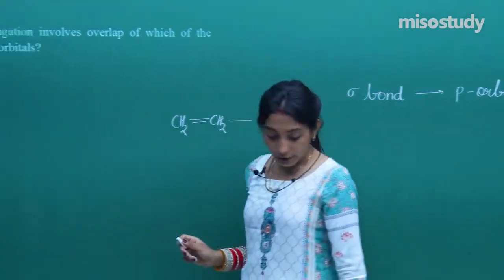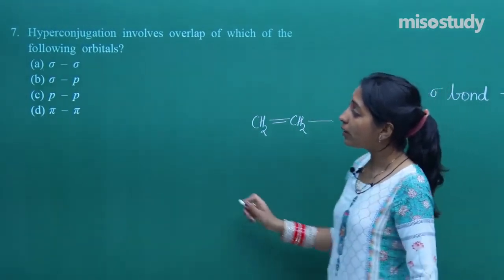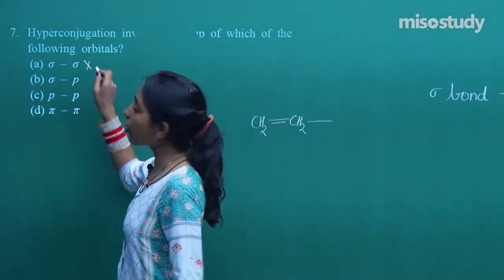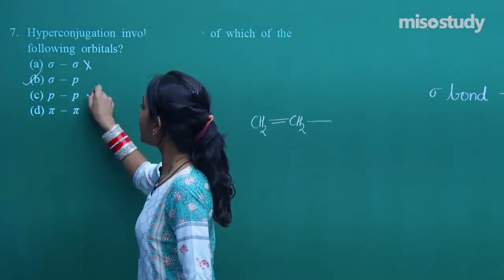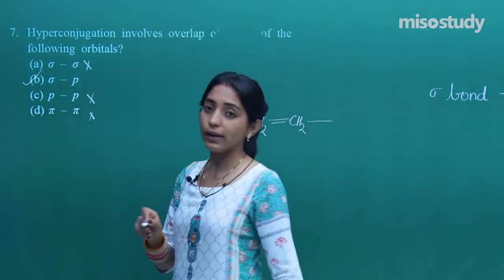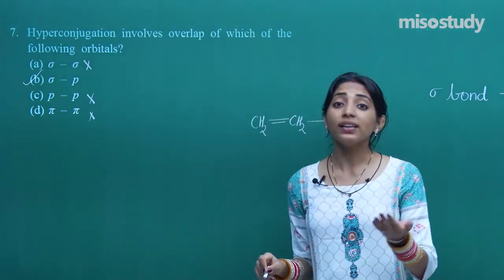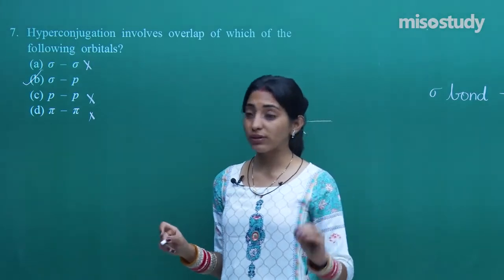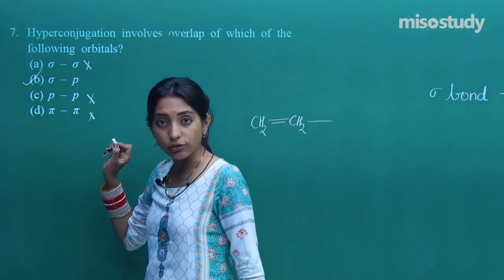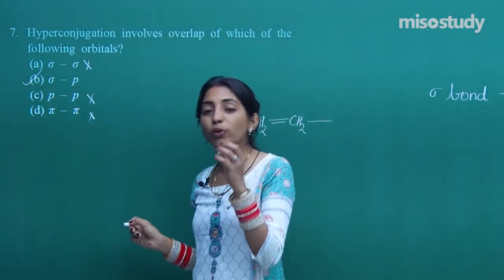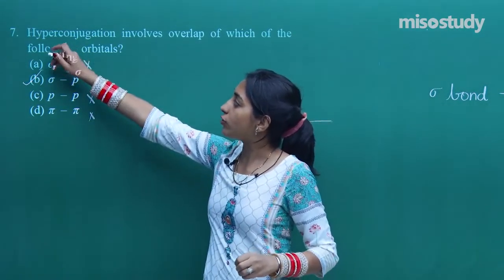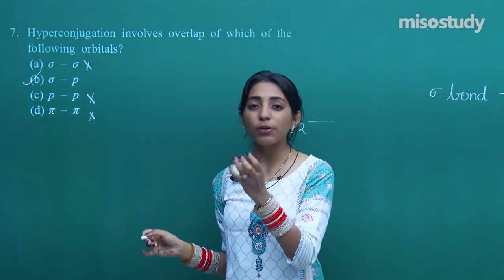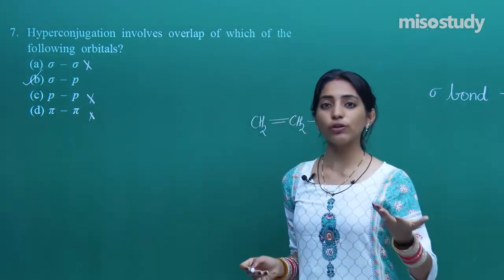So hyperconjugation is the concept of sigma and p orbital, yes. Sigma sigma, no. p and p, no, and pi and pi, no. Rather, in resonance you can say the pi bond is involved, not in hyperconjugation. Fine. So in hyperconjugation there is a kind of conjugation taking place, but with some hyper, like some pseudo thing is there.